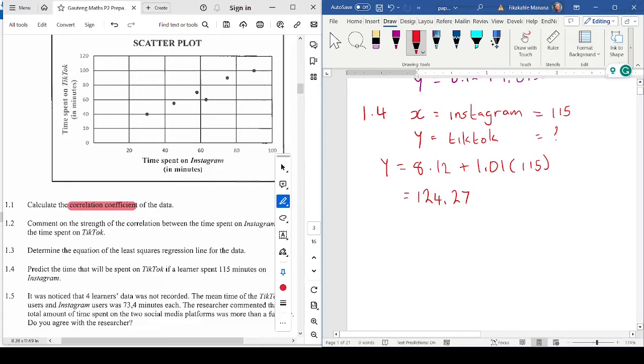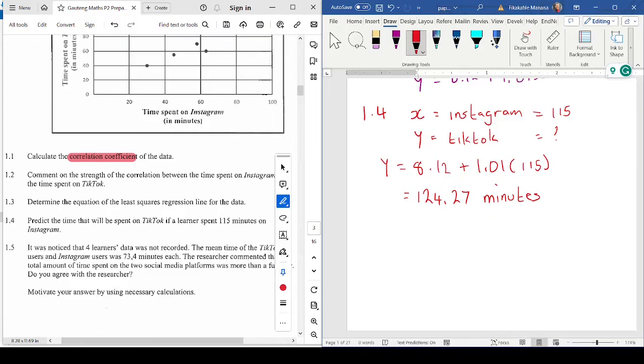Okay, what did it say? Predict the time spent, and this is in minutes because we were given in minutes. Okay, that's our final answer for 1.4. Let's now go look at 1.5.